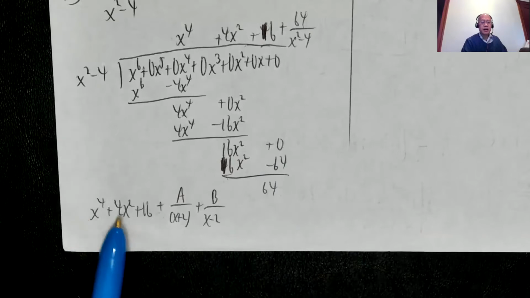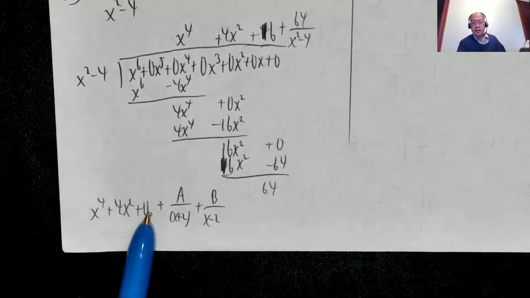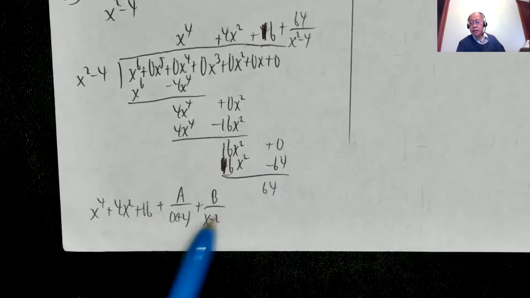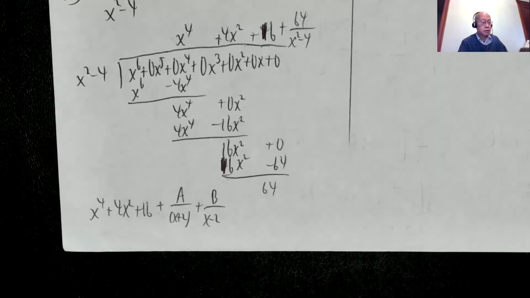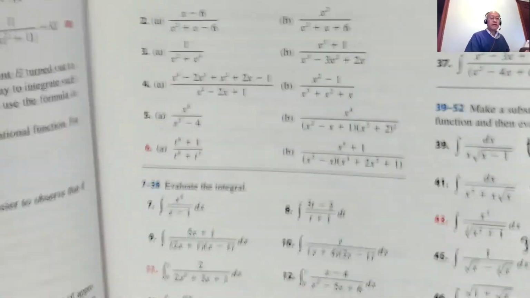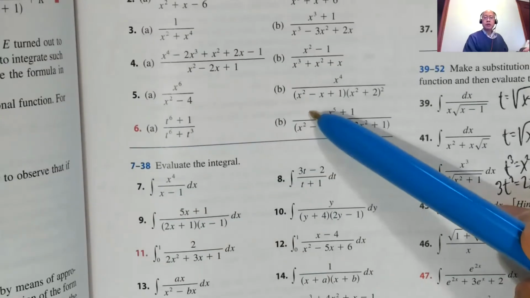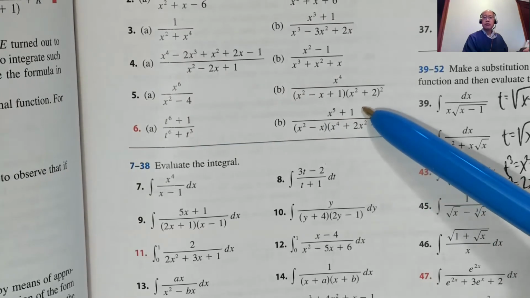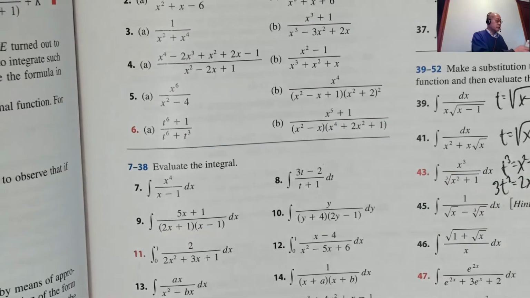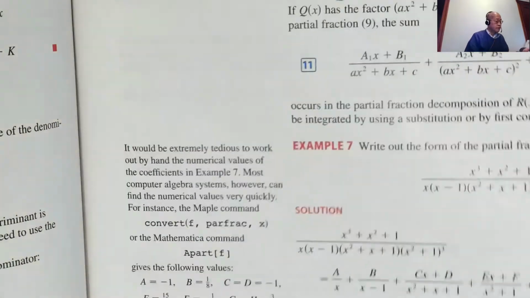x to the fifth over 5. That's easy to integrate. 4x cubed over 3. That's easy, 16x. And both of these are ln's. Okay, and then finally, 5b, irreducible quadratic squared. So that's case 4.